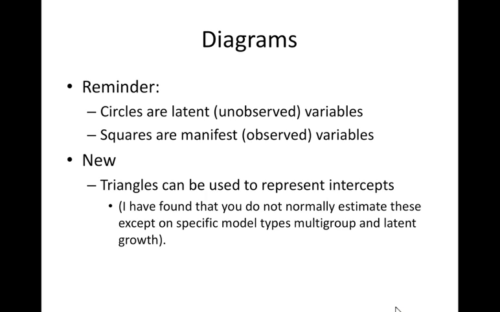So generally you don't estimate intercepts except on specific model types such as multigroup models or latent growth or latent curve models. And when we get to those, we'll talk about how you do them and what they mean in the output. So right now we're going to leave those out. So really we're going to work with squares today.